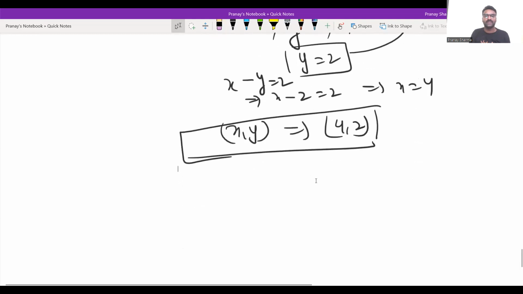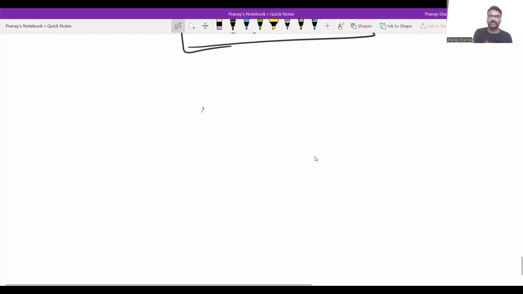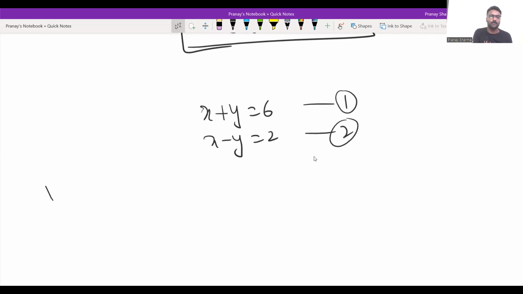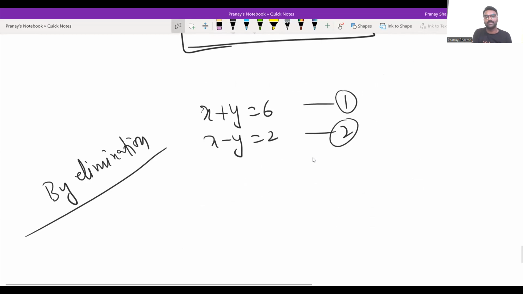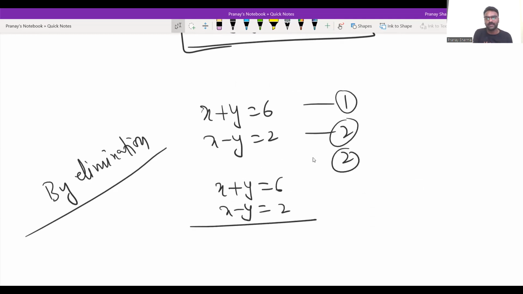Fine. Now let us solve this with the help of the elimination method. Second method: x plus y equals 6 and x minus y equals 2, equation 1, equation 2, by elimination. How can we solve this by the elimination method? You just subtract equation second from equation 1. When you subtract, second minus, sorry, 1 minus second is what we are going to do. When you subtract, you just change the sign.